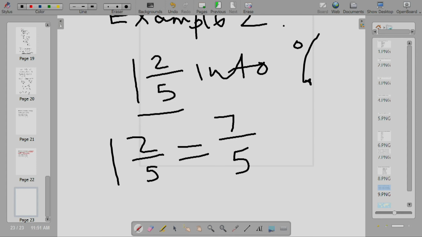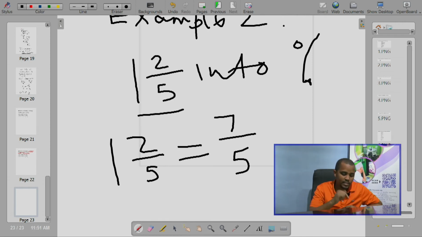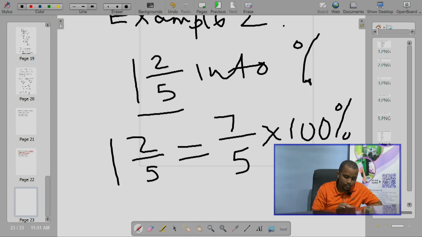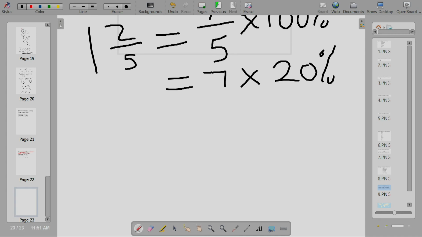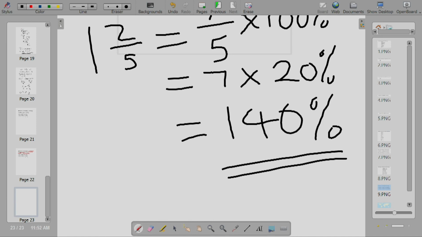So now let's convert it into a percentage. In order to convert it into a percentage, just multiply it by 100%. So it will be equal to 7 times 100 divided by 5, which gives 20. Now let's multiply, so we'll get 140%. This one will be the answer. So this is how we can convert a fraction into a percentage.